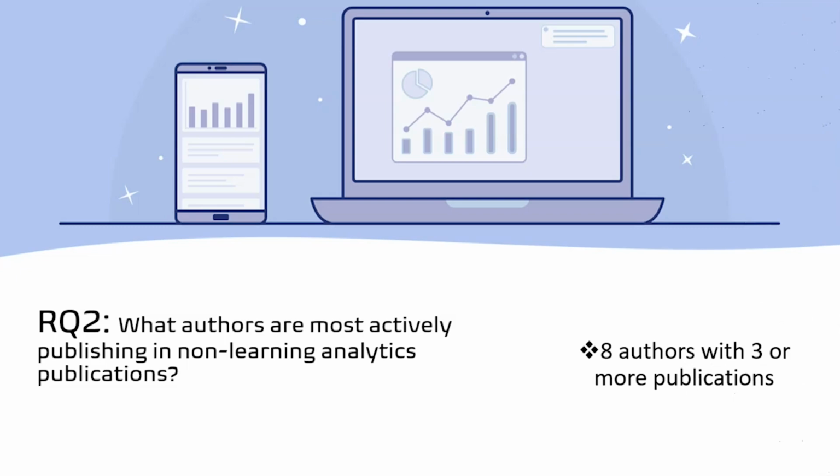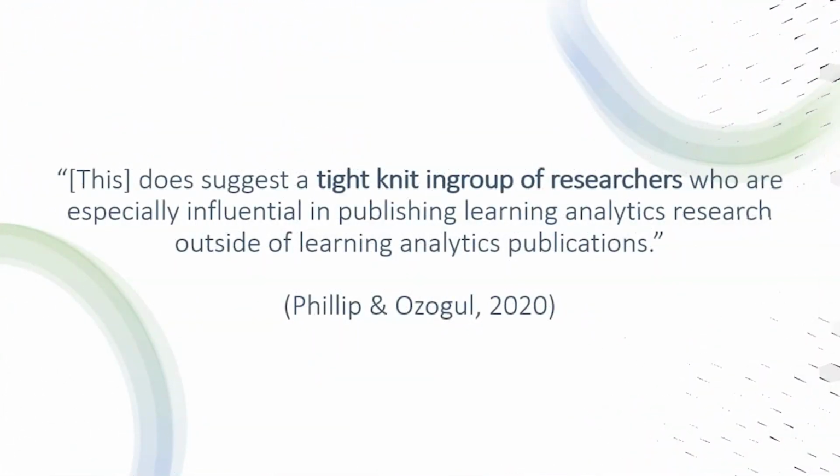Phillips and Ozogul discovered 8 authors with 3 or more publications, accounting for 37 of the 90 publications. This suggests a tight-knit in-group of researchers who are especially influential in publishing learning analytics research outside of learning analytics publications.